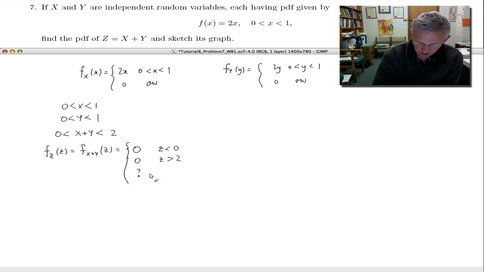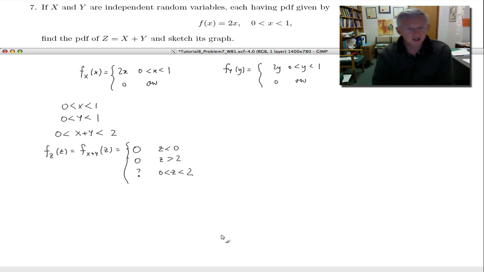So that just leaves us trying to figure out what the functional form is for z values between 0 and 2. It's the sum of two numbers between 0 and 1. It must lie between 0 and 2. It'll be important later that we've realised the range of z values lies between 0 and 2.